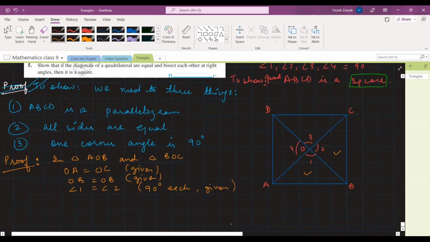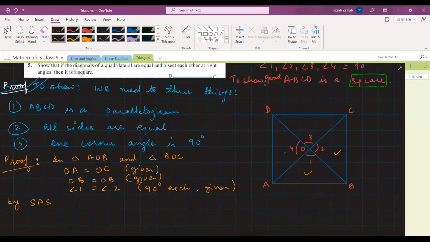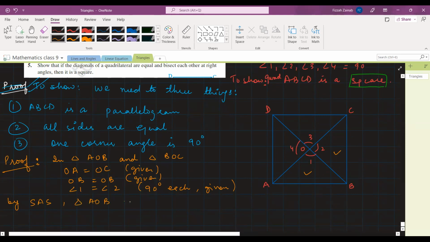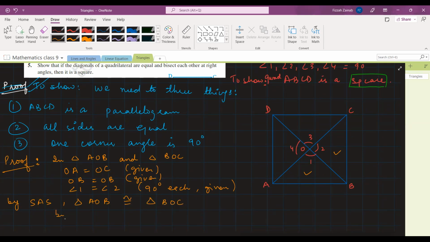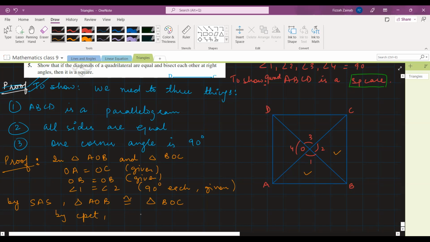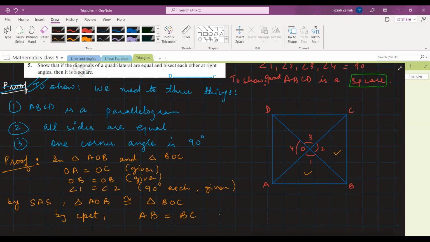So I have got three things, so they are congruent. Which criterion? One angle and two sides, so SAS, side, angle, side. So triangle AOB is congruent to triangle BOC, and by CPCT, you can say that the side AB is equal to BC. Is that clear? Yes, ma'am. Okay, so AB is equal to BC. Let's say this is my result number 1.